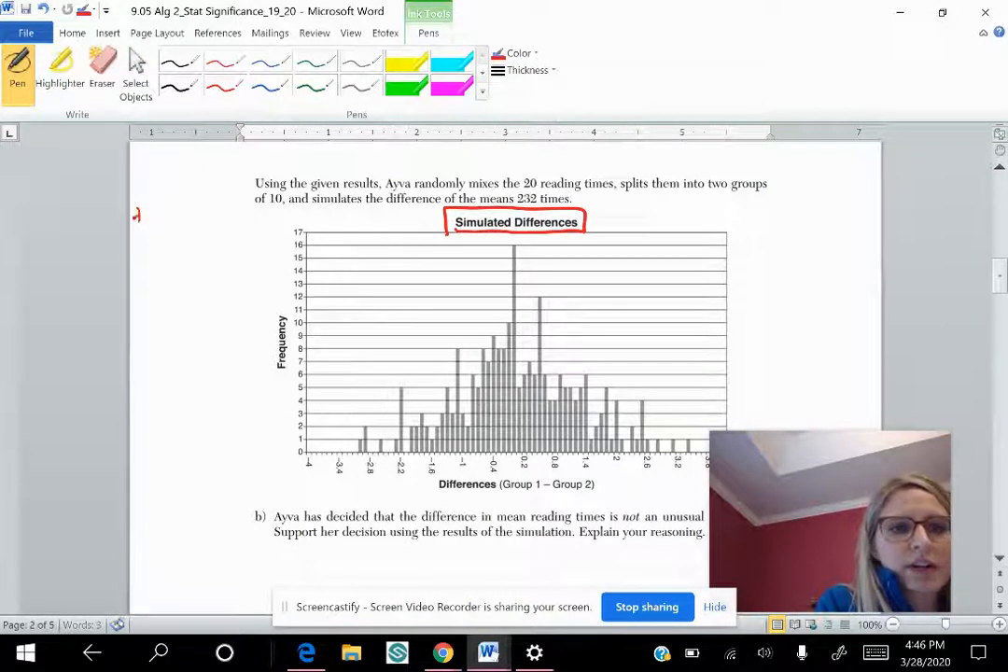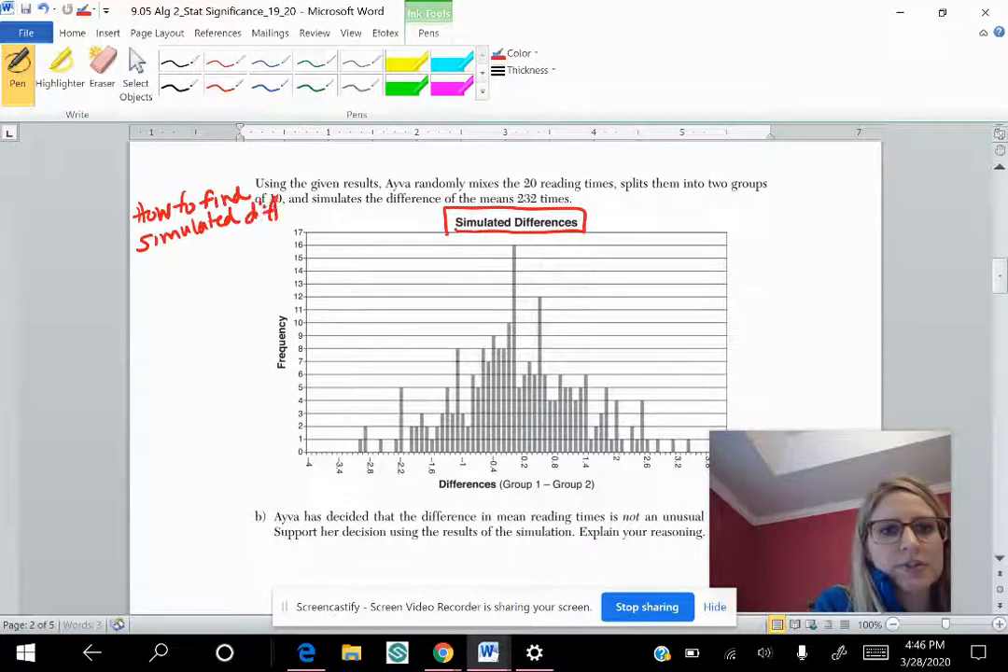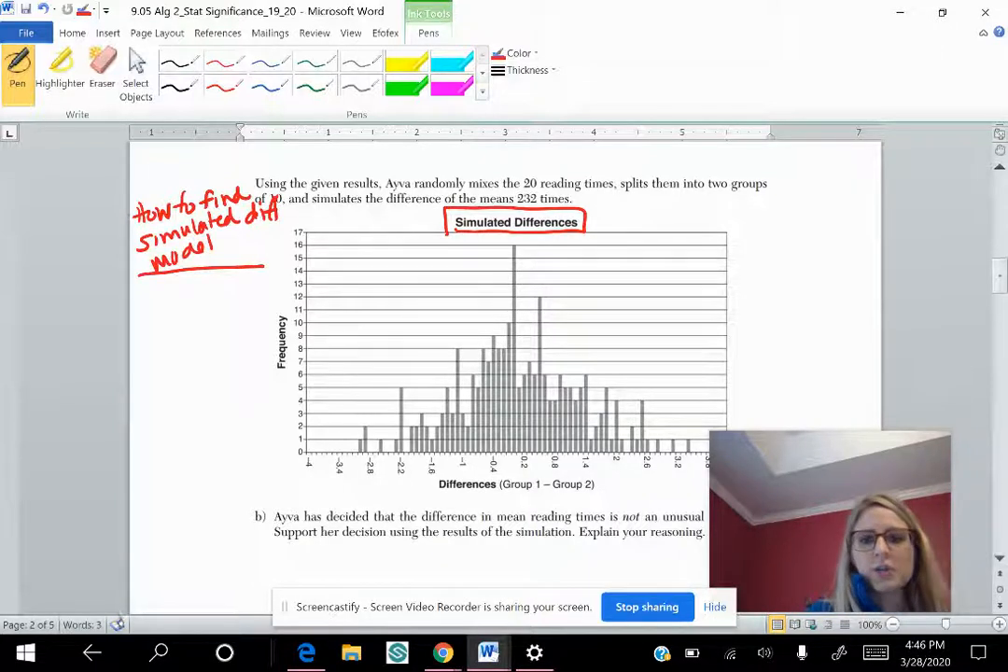So let's just write out here how to find the simulated difference model. So what we do is we would take all of the data that we found. So we record all the data for how long it took for each of them to read their paragraph. Record it just like she did.